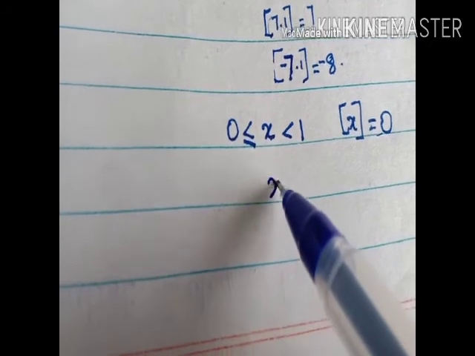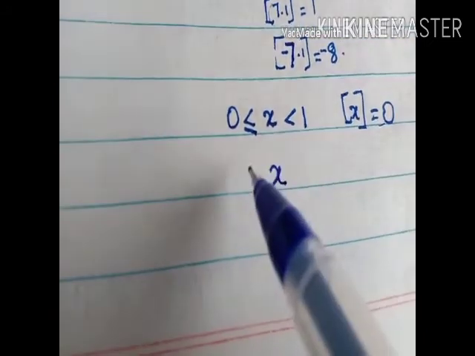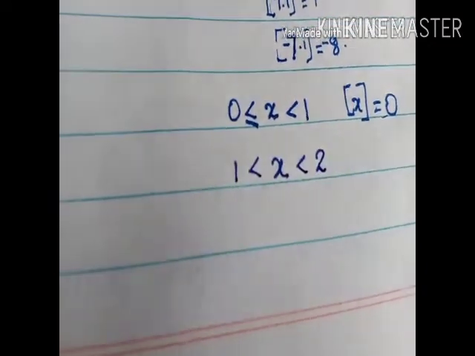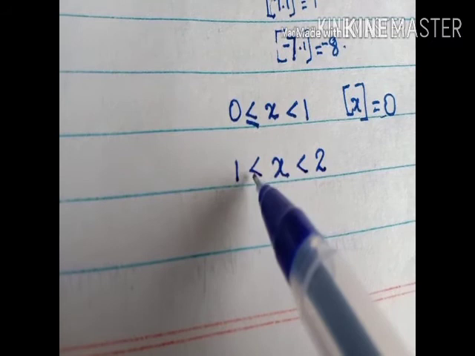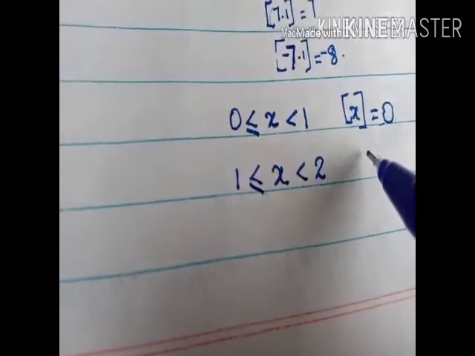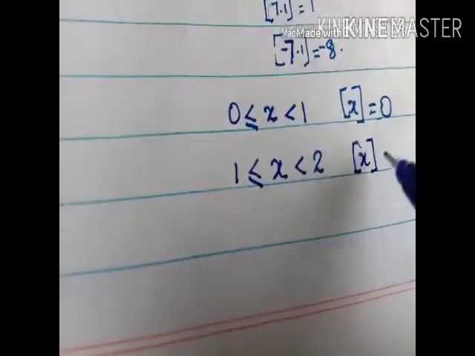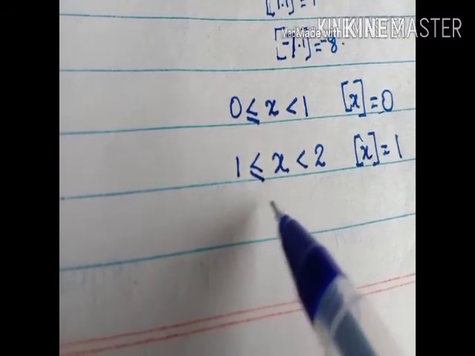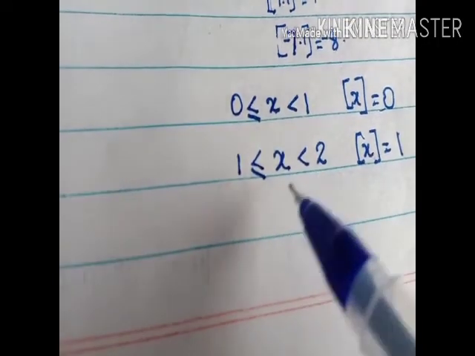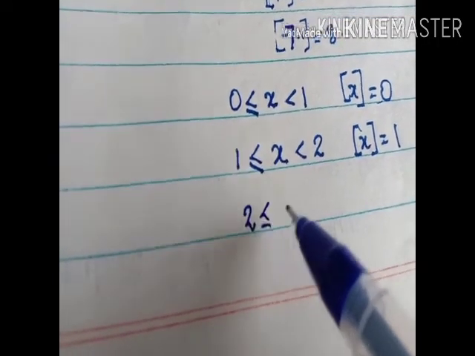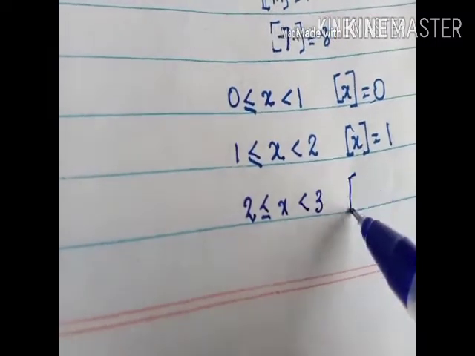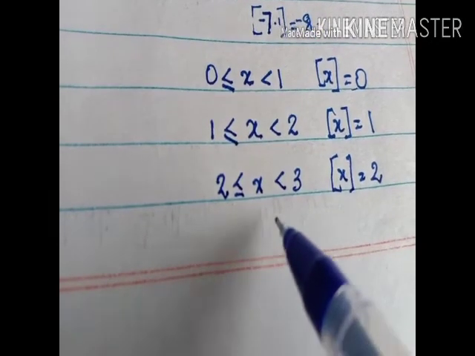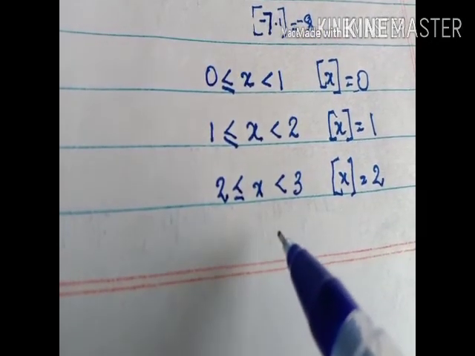If you take the value of x as 1 point something, suppose 1.1, 1.2, 1.3, 1.999, and also if x equal to 1, then the greatest integer function of x is equal to 1. If you take x equal to 2.1, 2.3, 2.4 and so on, its greatest integer function becomes equal to 2. Is that clear?